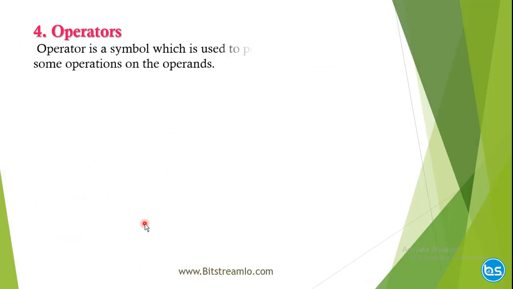Coming to the next thing, that is operator. An operator is a symbol used to perform some operations on operands. Here 5 and 3 are operands. We will be using the plus operator, which is a symbol, to perform the operation. So this is the operator.